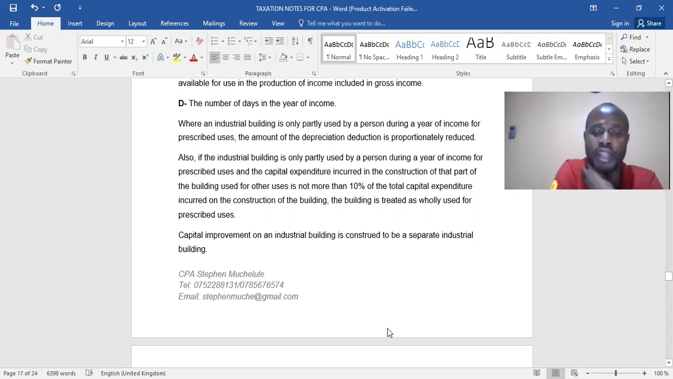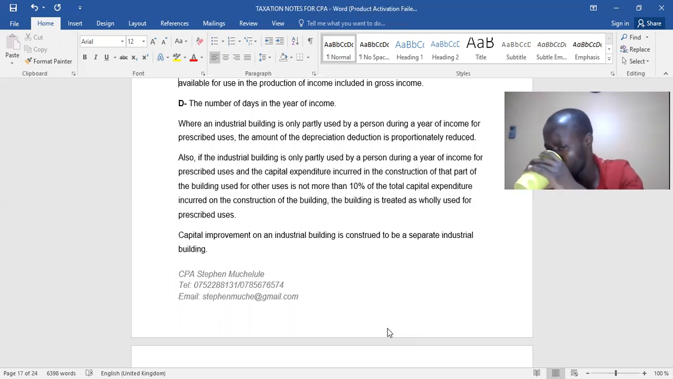So we may have a scenario where an industrial building is only partly used by a person during a year of income for prescribed uses. This is a scenario in the question you are asking me for March 2021. They had allocated the building, I think 80%. 20% was not being used for the prescribed use. 20% was for parking space. Then the rest, I think it was for the building. So that means the industrial building allowance would also be apportioned.